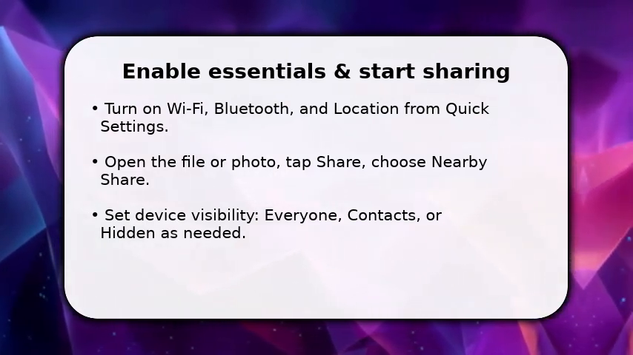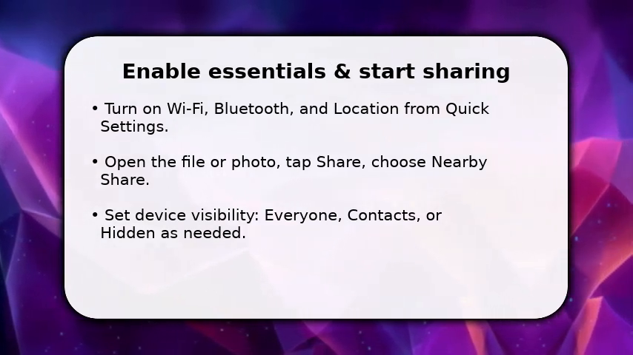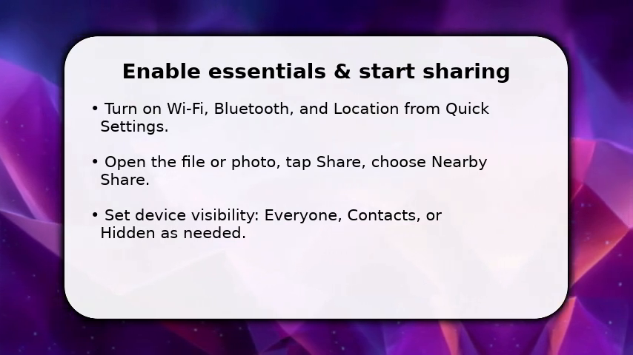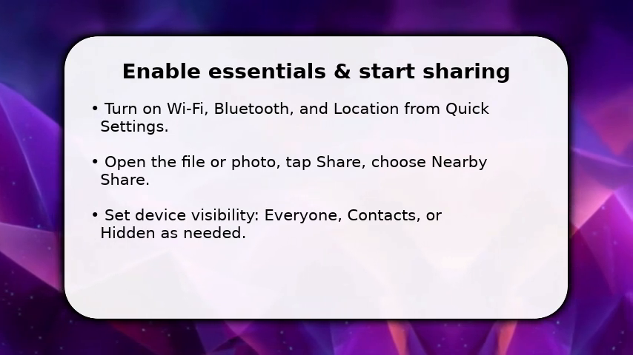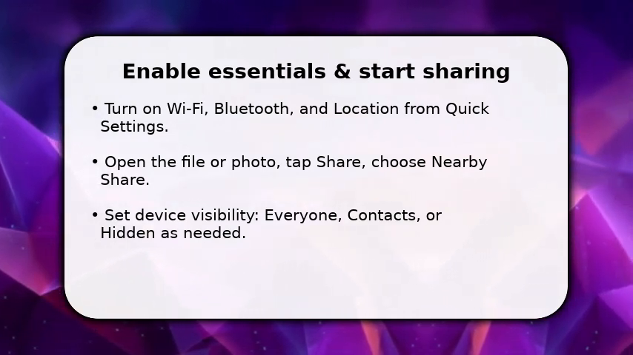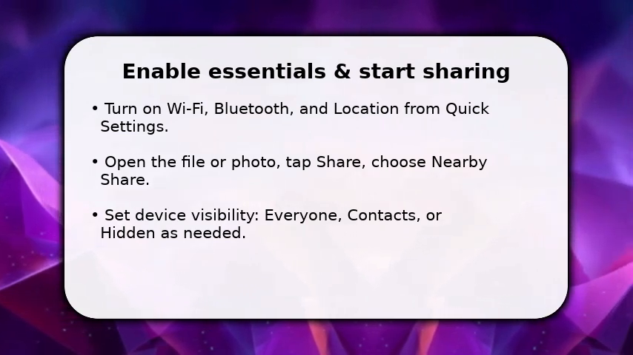Open the photo or file you want to send, tap Share, and pick Nearby Share. Select Visibility: everyone if you're in a hurry, contacts to limit recipients, or hidden to refuse requests. Do this now so devices can discover one another. The faster those radios are live, the faster discovery and transfer begin.